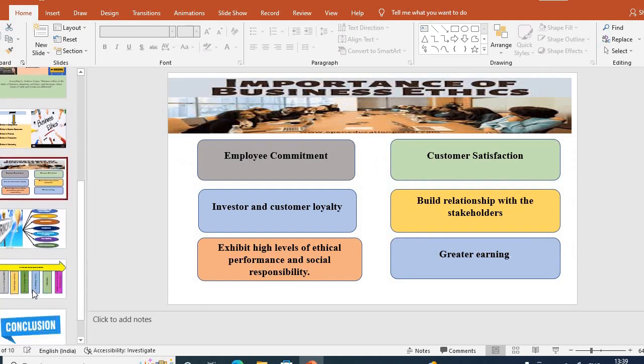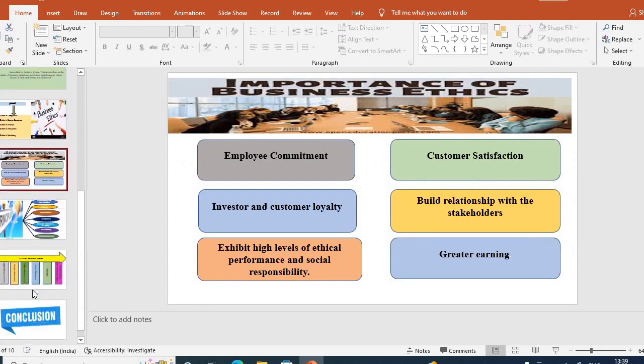The importance of business ethics mainly focuses on customer satisfaction and building a cordial relationship with the stakeholders. It mainly focuses on a high level of ethical performance along with social responsibilities. Employees' commitment should be to the full concept. Investors and customers should be loyal and truthful to the concept.